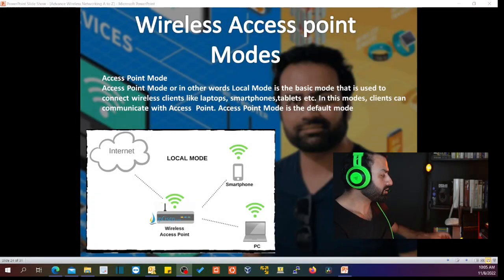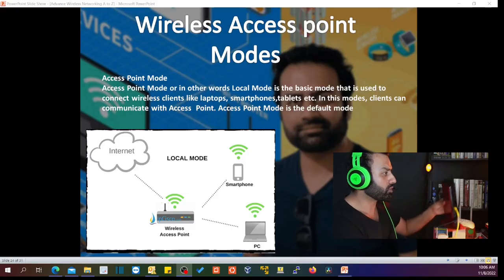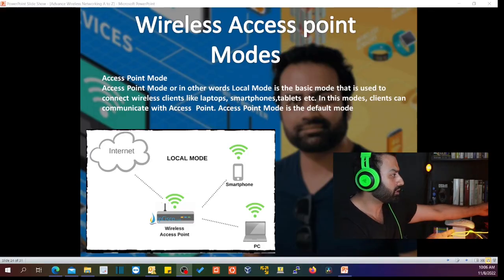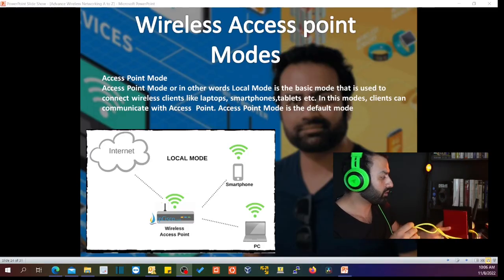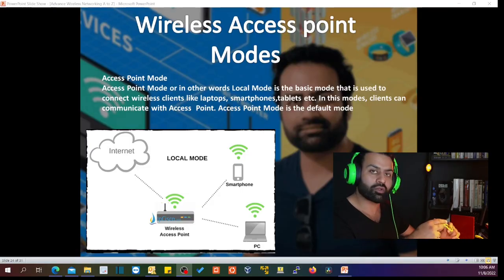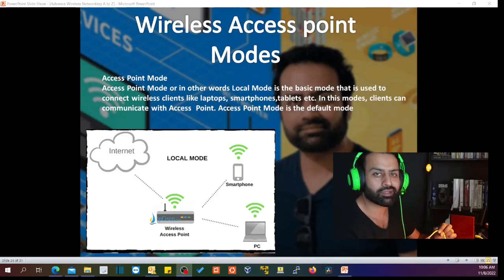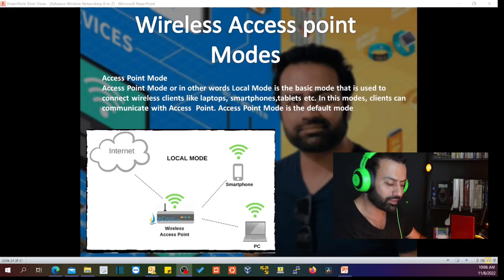Okay, guys, in this lecture, we're going to discuss the wireless access point modes: how many types of wireless access point mode we have in general, which one is the most accurate, which one is usable, which one we can use, which one we are not supposed to use, and which is not available anymore.